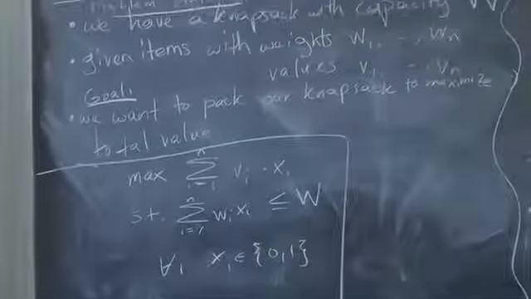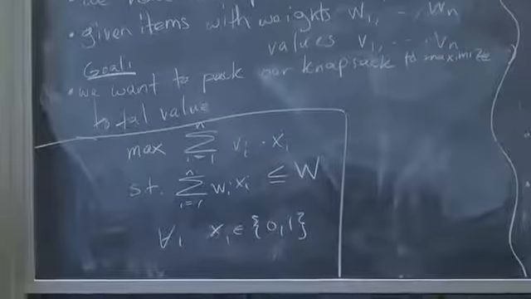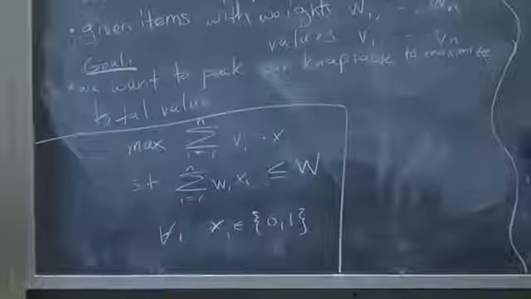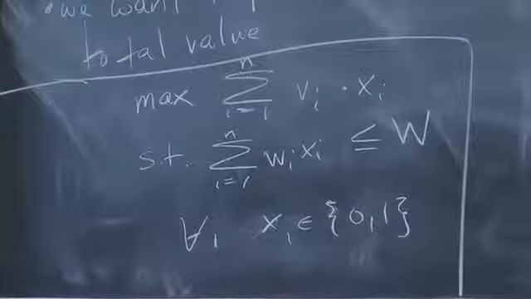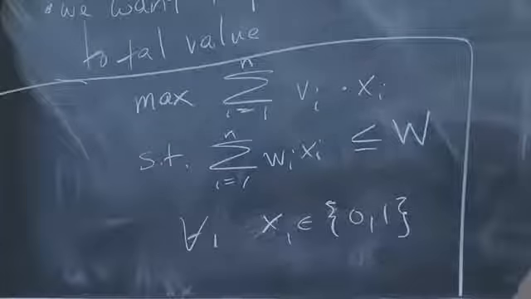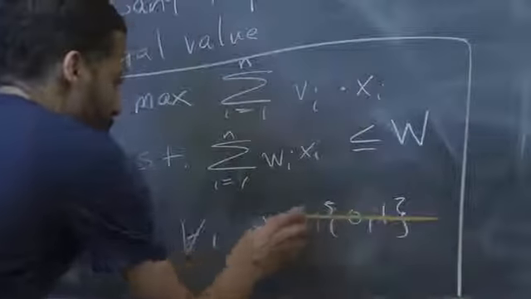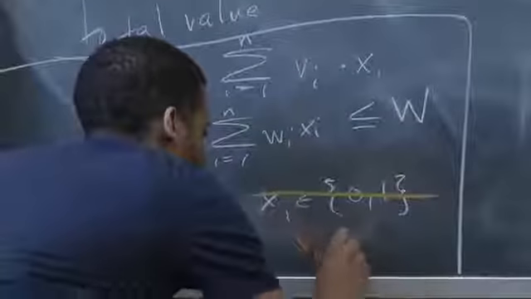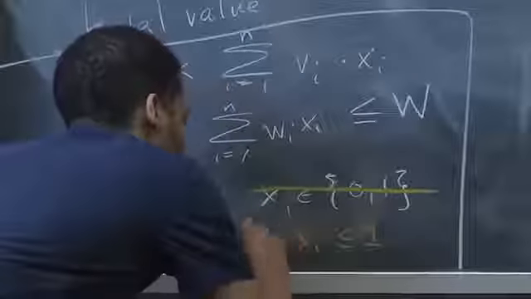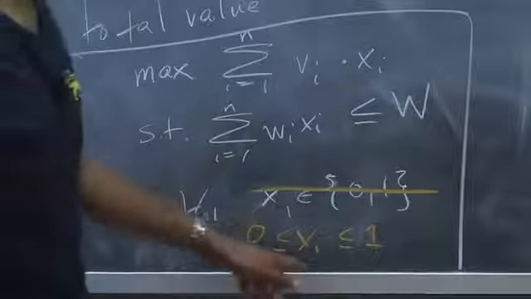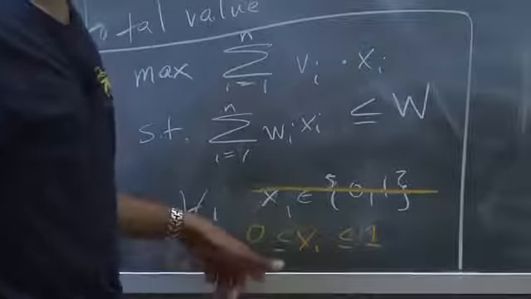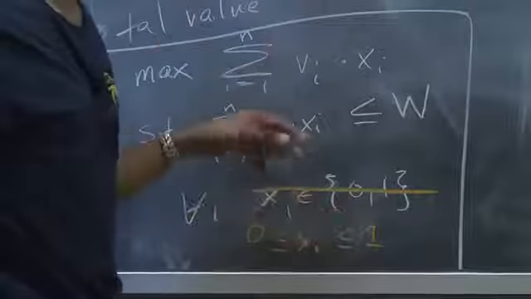So suppose we relaxed this integral constraint. I like this color, it's more visible, I think. Suppose we relax this to x_i is between 0 and 1. I don't want to relax it to just say x_i is bigger than or equal to 0, because if there's a really valuable item, you might be incentivized to take it multiple times.